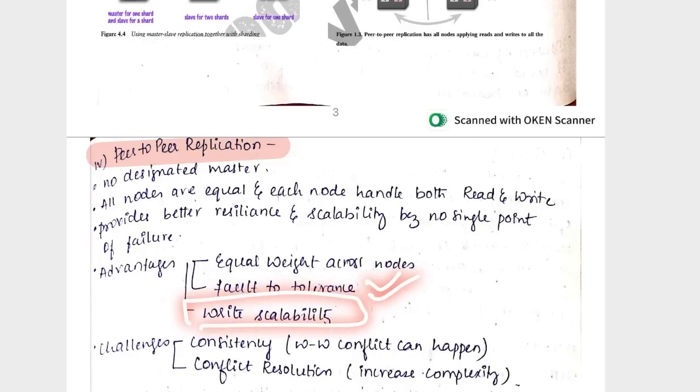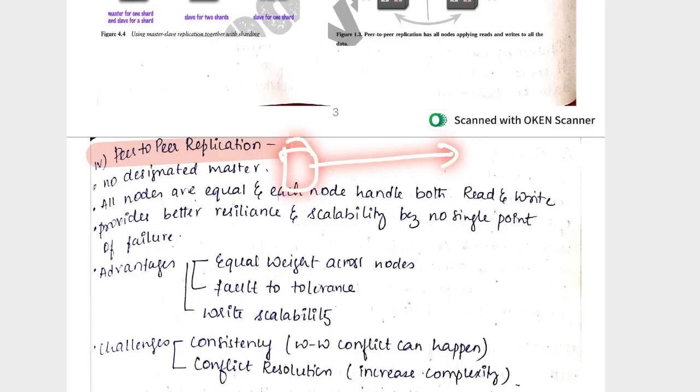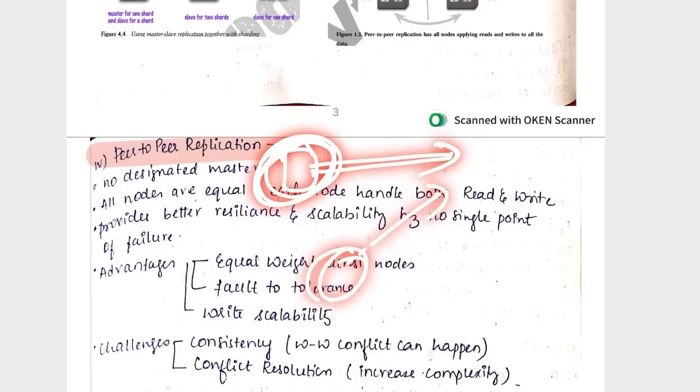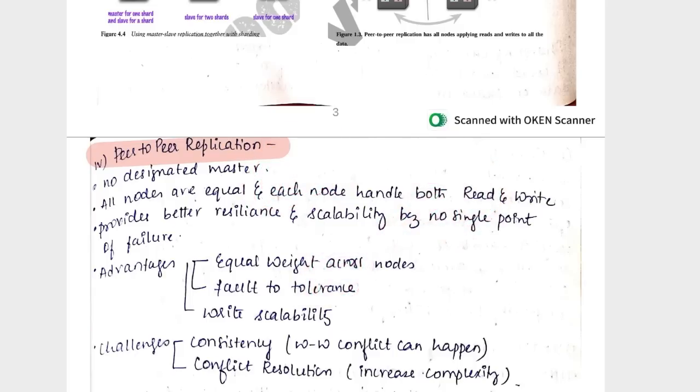Next we have write scalability. That is, multiple nodes can handle writes. Thereby it will reduce the bottlenecks which occur because of only one master. So if this master is taking a lot of time or is not processing the write quickly, then I can go with the other master, right? Thereby write operation scalability is supported here.